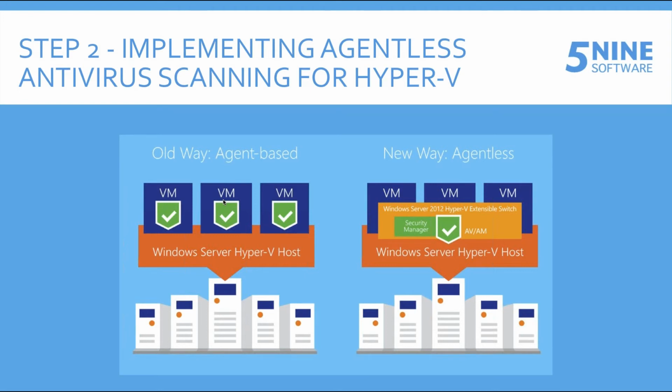So the new way would be to use agentless antivirus, which is really only possible thanks to Hyper-V, right? We've got a centralized host that's running multiple virtual machines, and then we've got this extensible switch that we can use to scan the virtual machine traffic, and then all the virtual machines are stored in a single place, so you can easily schedule to scan those virtual machine disk files for malicious code and virus signatures.